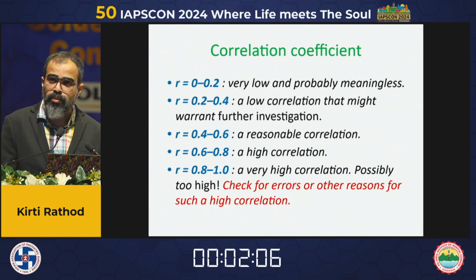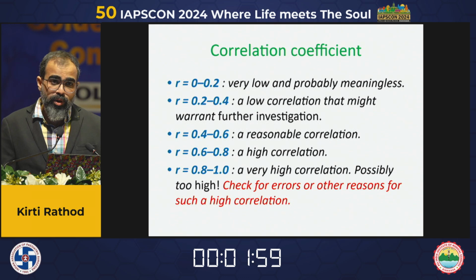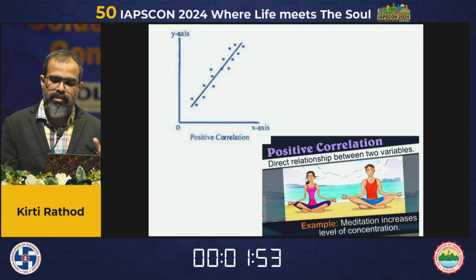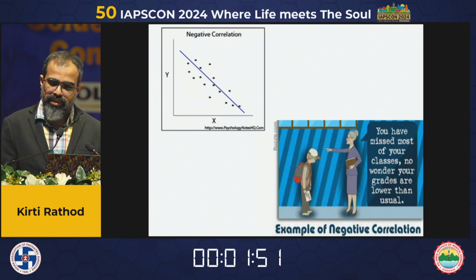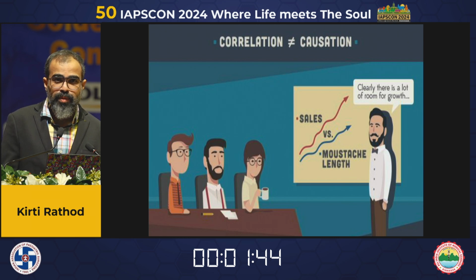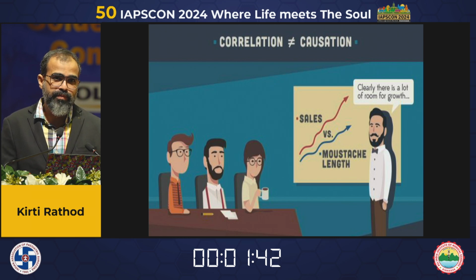If someone is saying their correlation is more than 0.9, it's like saying that the sun is rising from the east, that too on planet Earth. So you have to check if someone is quoting a very high correlation. This is an example of positive correlation, an example of negative correlation. And also remember, correlation does not mean causation. So if the size of my beard is larger, it doesn't mean I'm a smart person. It doesn't go that way.